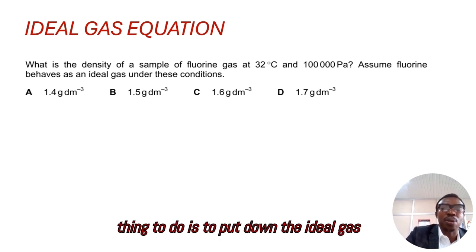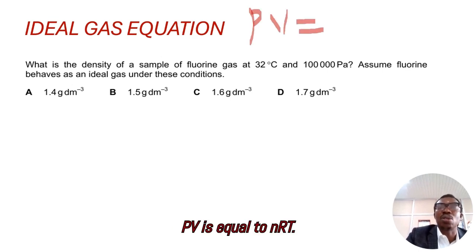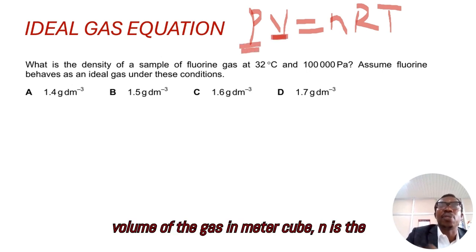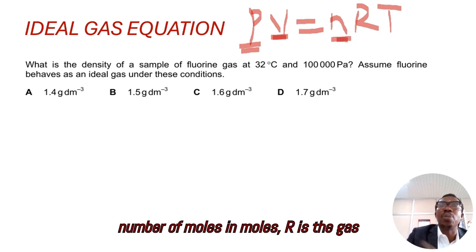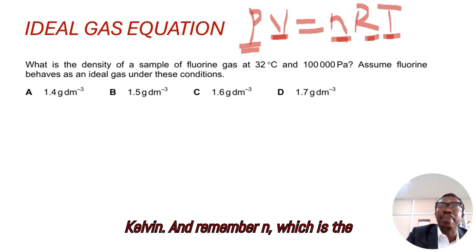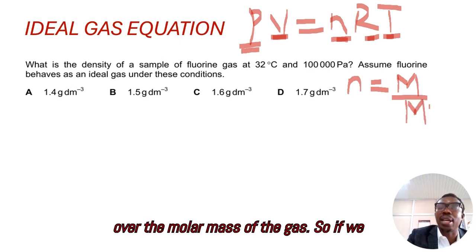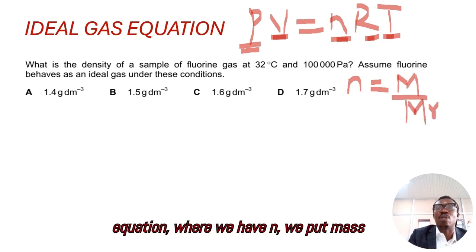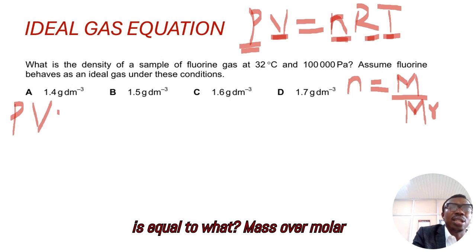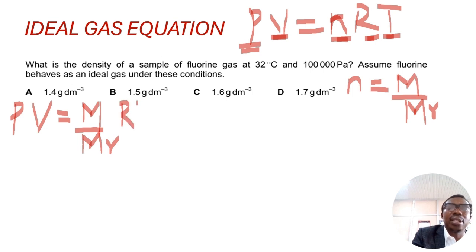So the first thing to do is to put down the ideal gas equation, which is PV equal to nRT. P is the pressure in Pascal, V is the volume of the gas in meter cube, n is the number of moles, R is the gas constant, and T is the temperature in Kelvin. And remember, n, the number of moles, is equal to the mass over the molar mass of the gas. So if we substitute this into the ideal gas equation, we have PV is equal to mass over molar mass of the gas, then RT.